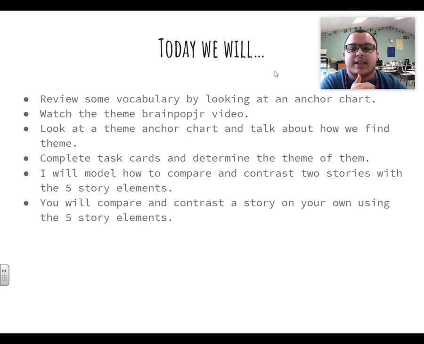Today, what we will do is we're going to review some vocabulary by looking at an anchor chart that I spent a ton of time on. We're going to watch the theme Brain Pop Jr. video. We're going to look at the theme anchor chart and talk about how we find theme. We are going to complete task cards and determine the theme of them. And then I'm going to model how to compare and contrast two stories with the 5 story elements. And then you're going to do the same, but on your own.